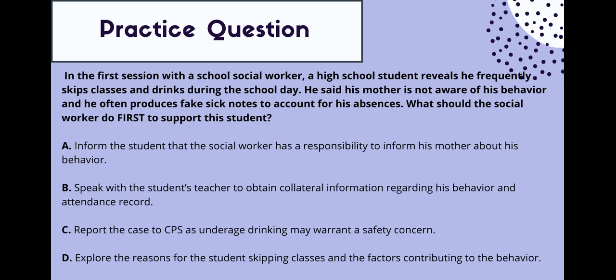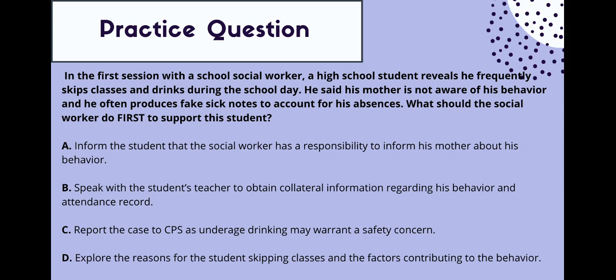Okay. And also, it's important to know when working with teens, they should know when we will disclose and when we won't disclose. So make sure that they are aware of that as well. So C is out. I'm also going to rule out A, inform the student that the social worker has a responsibility to inform his mother about his behavior. We are just trying to build rapport with the student. And from what we see here, we don't have enough information yet to determine that he's a danger to himself or others and that his parent would need to be informed. We don't have enough information yet. So that leads us to B and D.